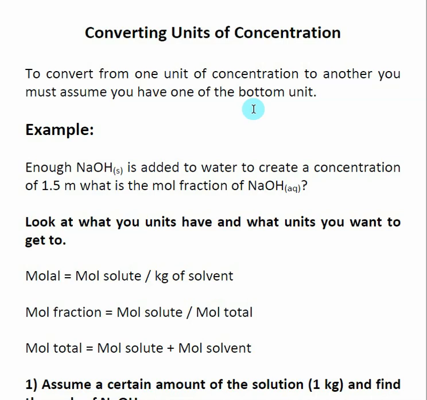And the key here is when we go from one concentration to another, the amount of the solution that we have is kind of arbitrary, and we're going to take advantage of that by assuming that we have a certain amount of our solution. In this case, what I like to do is assume that I have one of whatever the bottom unit is in my concentration. So we'll see what we mean by that here in just a second.